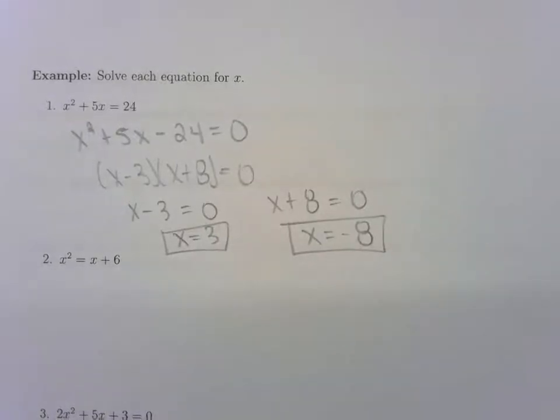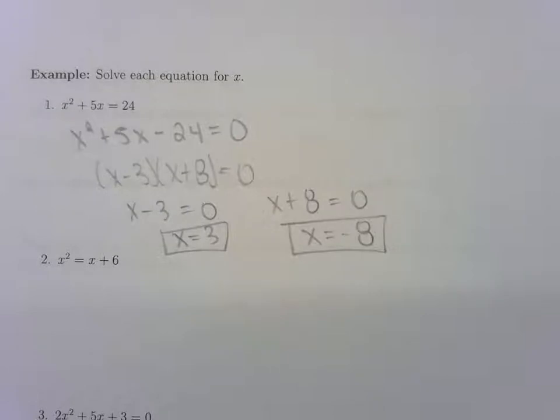Notice when we're solving these quadratic equations, we have two solutions, and that's because of this x squared here. If it was x cubed, which we actually won't look at solving, you would have 3 solutions. If it was x to the 4th, you'd have 4 solutions. So for quadratic equations, you will have 2 solutions.